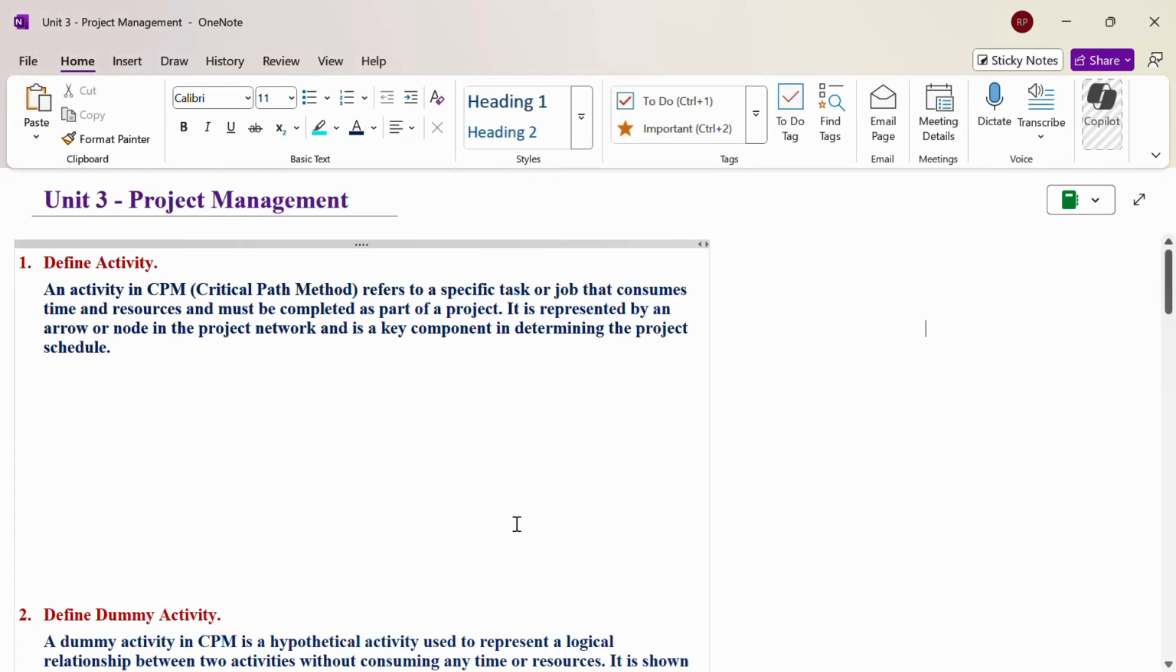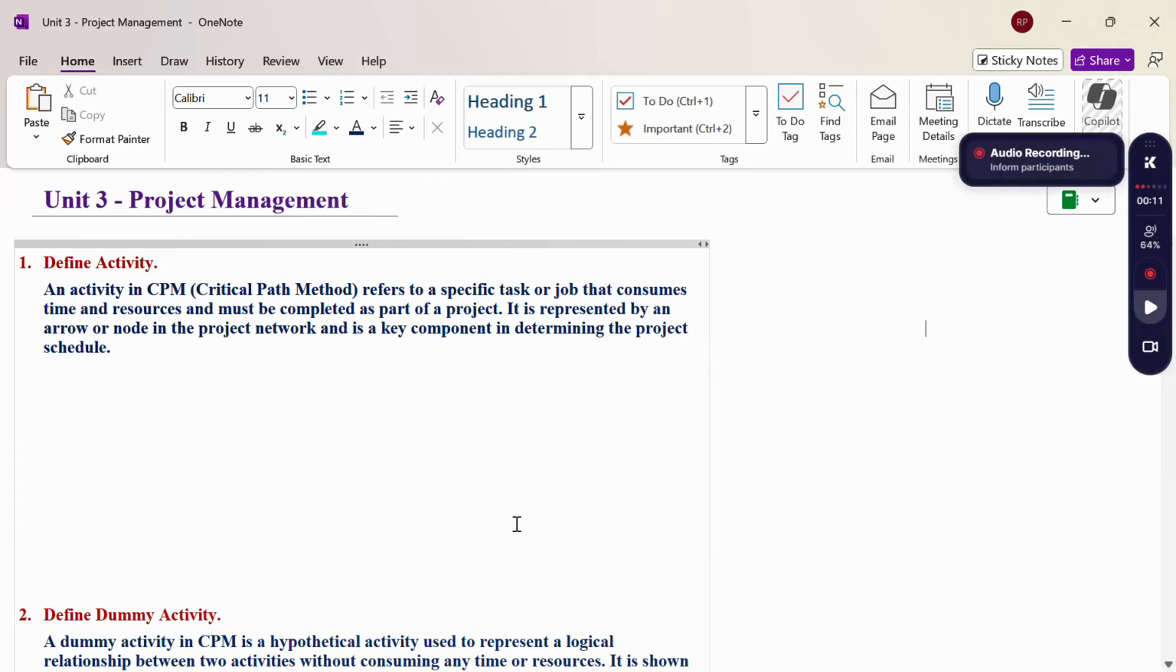In this section, we are going to discuss short question and answer, Unit 3, Project Management. So in this problem, we are discussing CPM and PERT, mainly focusing on the Critical Path Method and Project Evaluation Review Technique.